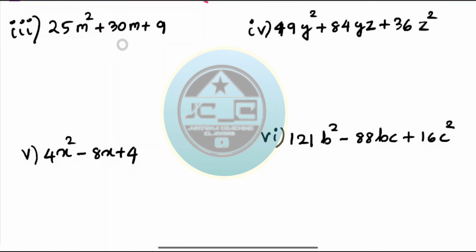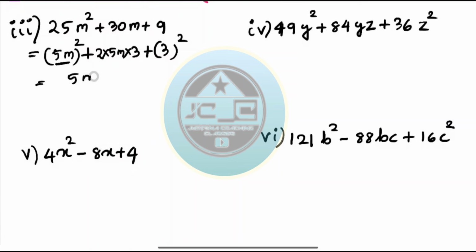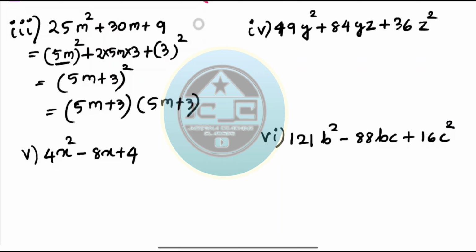While doing the third one, the question is 25m square plus 30m plus 9. As we know, 25m square is the square of 5m. 5m whole square plus, you leave the middle term, then the last term is 3 square. Now, as we know, 2 into a, that is 5m, into b, that is 3. So 2 times 3 is 6, 6 times 5 is 30m. Done. So it is 5m plus 3 the whole square, which is 5m plus 3 and 5m plus 3. Here also we have used identity 1.